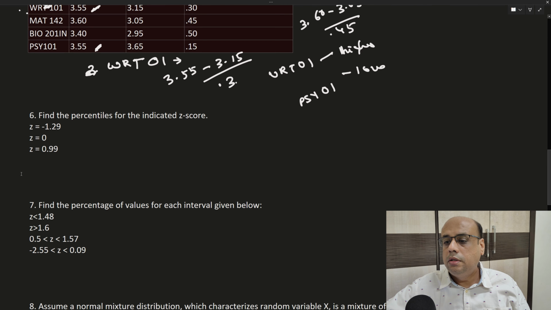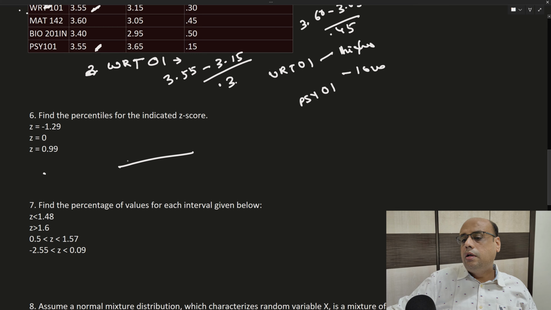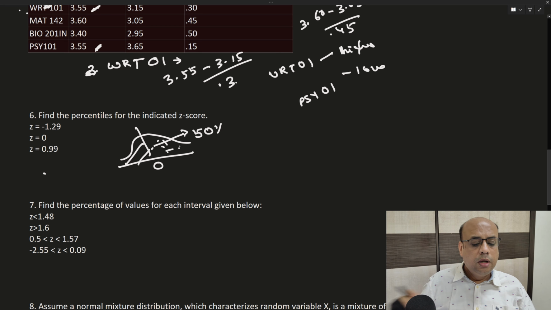So sixth, now this is again a reasonably straightforward thing. Z is 0, obviously it's 50-50. We know it is symmetrical, right? So these two are the same. No issues here. Now, this is the second one. So what is it for 0.99? So Z is 0.99. We have to look at the Z tables.